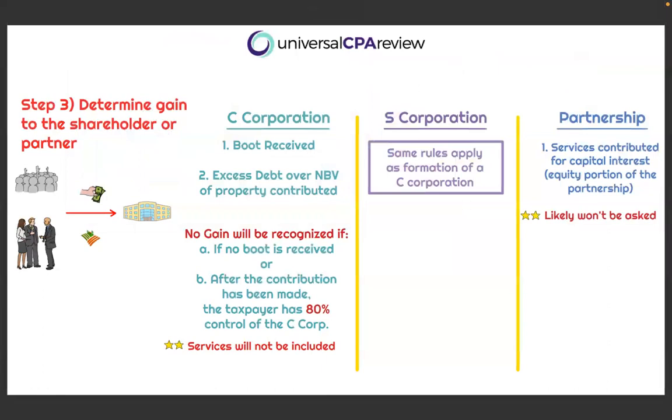All right, so at this point, we've talked about steps 1 and 2. We've talked about the basis to the entity, the corporation, versus the basis in a partnership. We've talked about the basis to the incoming shareholder and the incoming partner. And now we're thinking about step 3 that they could potentially ask when it comes to entity formation.